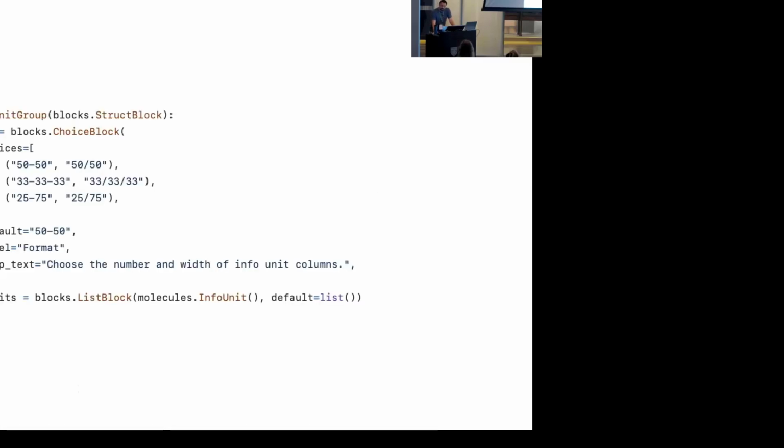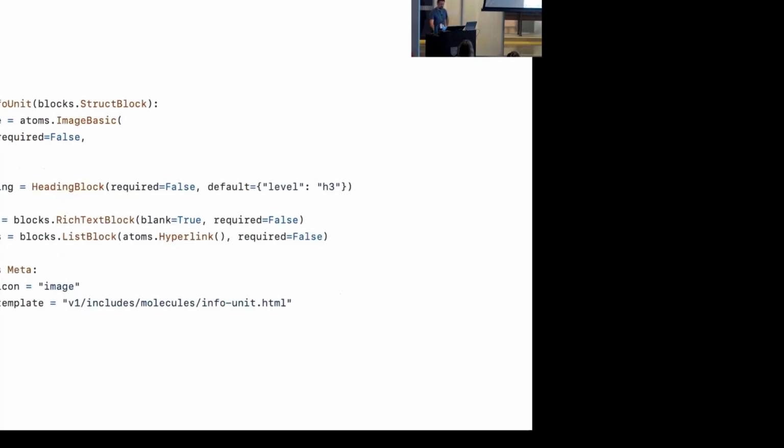So what does that look like in code? We have our info unit group, which is a struct block. It has child blocks. The info units are a list block that contains info units. So the info unit block itself is also a struct block that includes our image, our basic image block, rich text block, and hyperlinks. So that's our hierarchy in the Wagtail admin, our hierarchy in code.